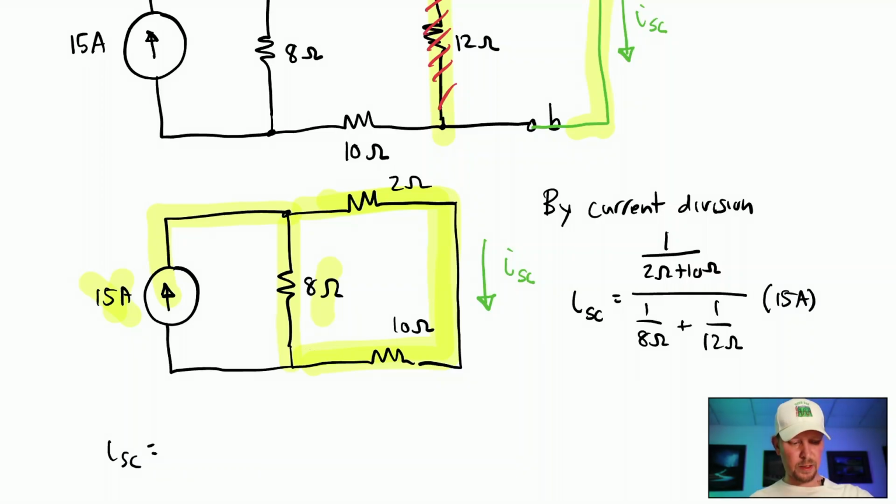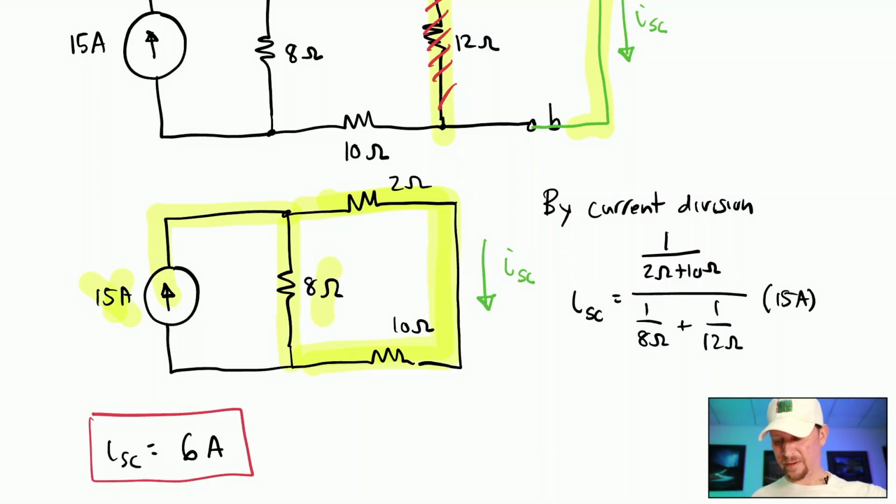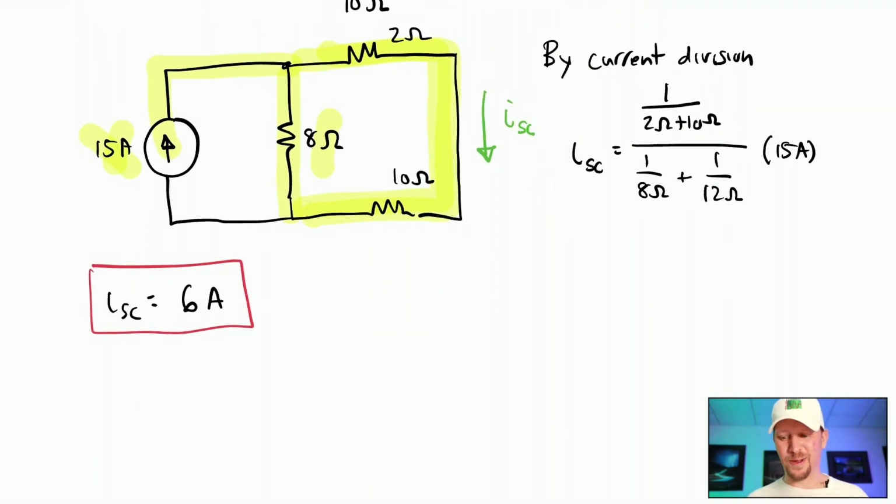Let's go to our calculator to calculate this out. So we have 1 divided by 12 times 15, whole thing divided by 1 divided by 8, plus 1 divided by 12. And this also turns out to be a very nice number. This is 6 amps. So this is important. Let's box this as well. It's so nice to have this modern technology. I would hate to have to simplify this by hand.